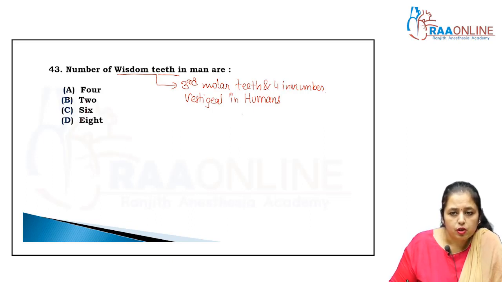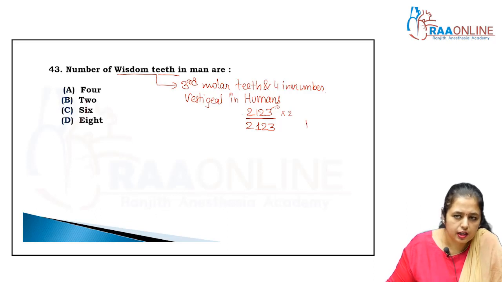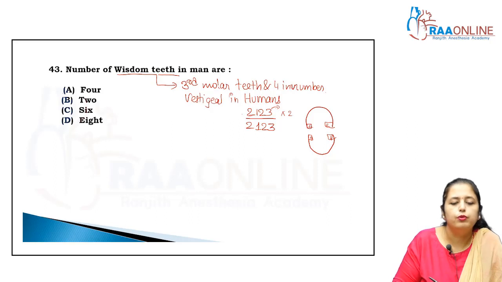So when we talk about the dental formula 2 1 2 3 upon 2 1 2 3, right? The last third molar, that is 1 into 1 into 2, in half of the jaw. One is here in the upper jaw, one in the lower jaw, one is in the last portion, and one is here. So the total number is 1 2 3 4, that is 4. Clear?